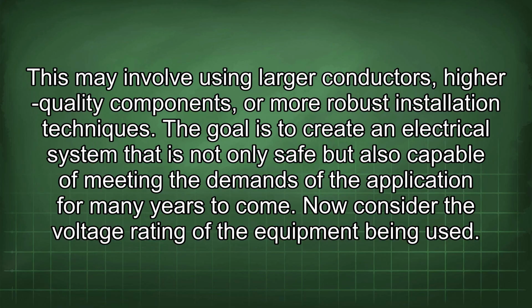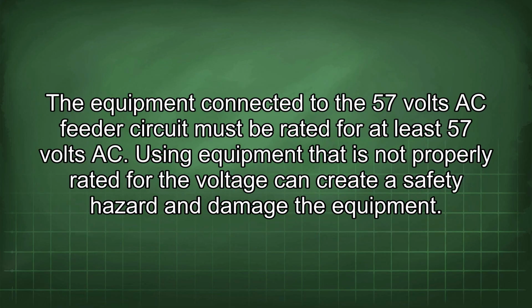Now consider the voltage rating of the equipment being used. The equipment connected to the 57 volts AC feeder circuit must be rated for at least 57 volts AC. Using equipment that is not properly rated for the voltage can create a safety hazard and damage the equipment.